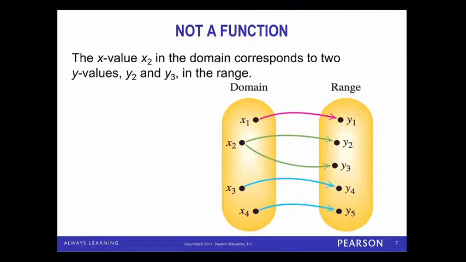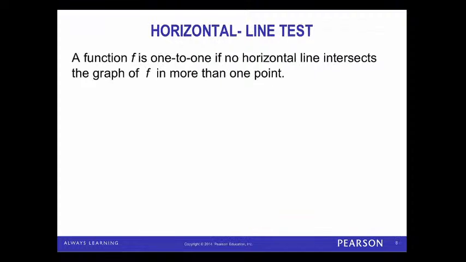So we have a test to determine whether a function is one-to-one. A function is one-to-one if no horizontal line intersects the graph of f in more than one point. So when we're looking at the graph of the function, as long as we can draw a horizontal line and it does not touch the graph at more than one spot, then we say that the graph is one-to-one. In other words, every y corresponds to exactly one x.